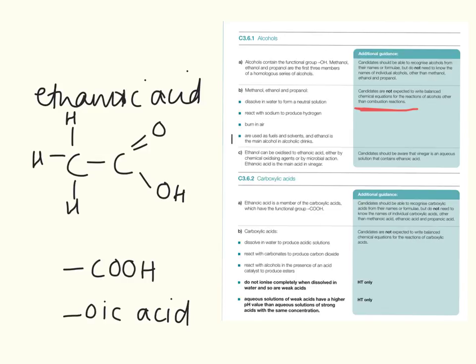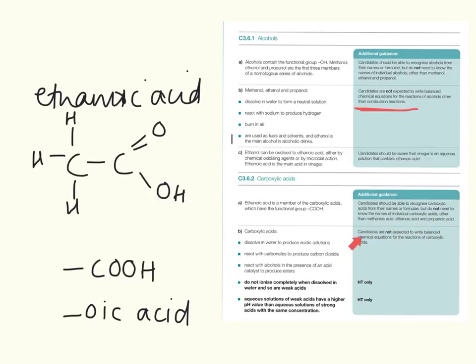The start of the name is dictated by how many carbons, so you could have methanoic acid if you've got 1 carbon, propanoic acid if you've got 3 carbons. Again, a bit like with the alcohols, it does say over here, should be able to recognise carboxylic acids from their names or formula, but not need to know the names of individual carboxylic acids other than methanoic, ethanoic, propanoic.